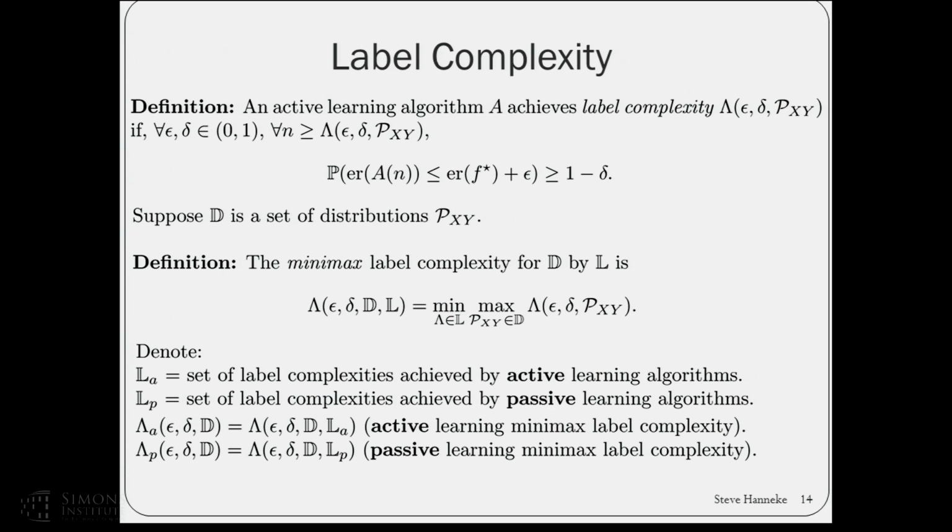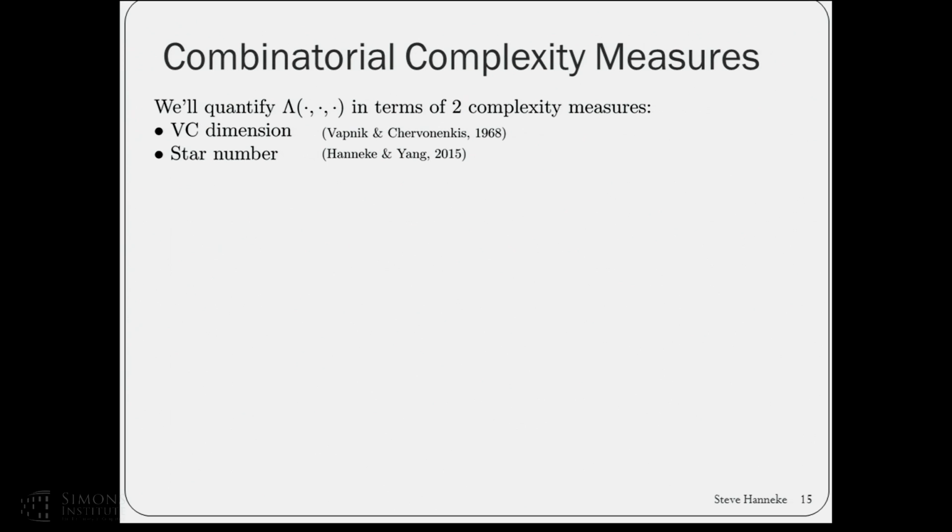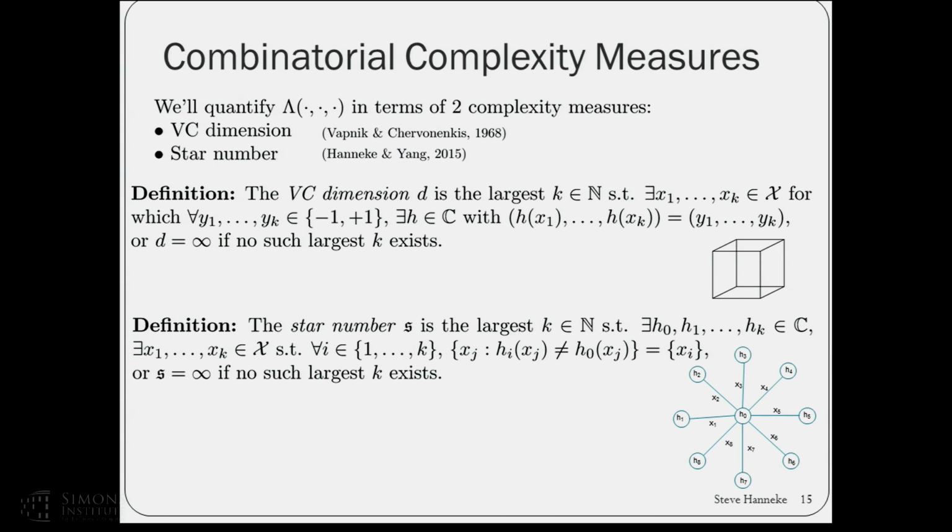Feel free to ask, I hope not to lose anyone who wants to follow. OK, good. All right, in order to state these label complexity results, we're going to talk about them in terms of two complexity measures. These are distribution-free combinatorial complexity measures, just to keep things as simple as possible in the talk. One is very old, the VC dimension, and the other is relatively new, the star number.